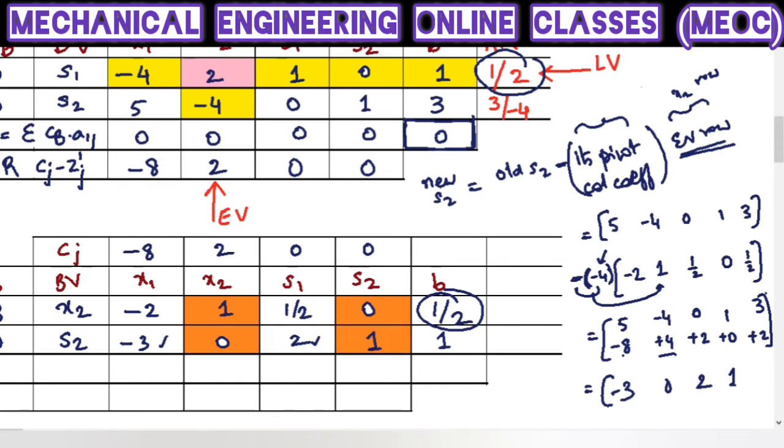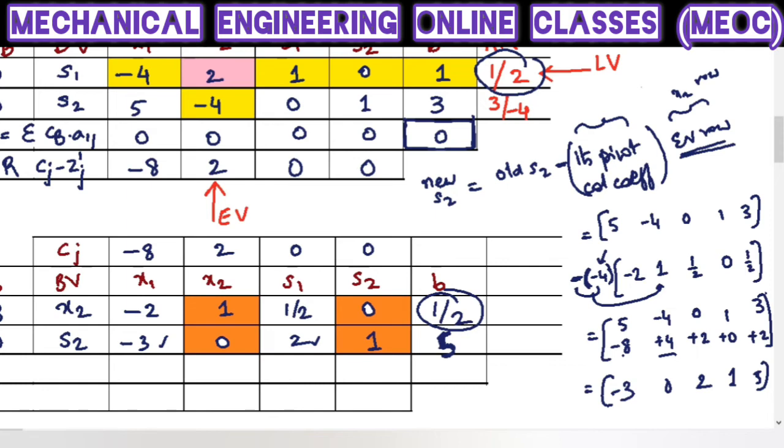And under B it is 3 plus 4 into 1 by 2. So 3 plus 2 is 5, which is here. This is 5. So the value of x2 is 1 by 2. The value of s2 is 5. So we can straight away read the values there.